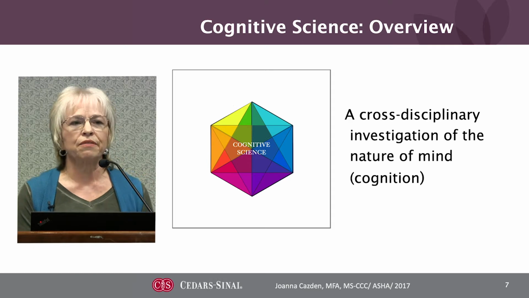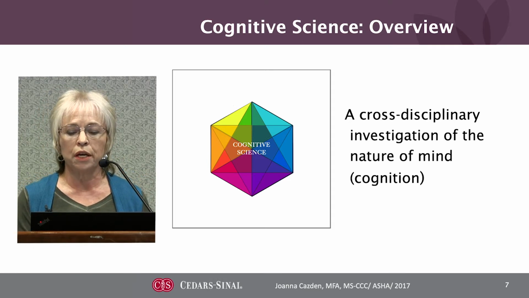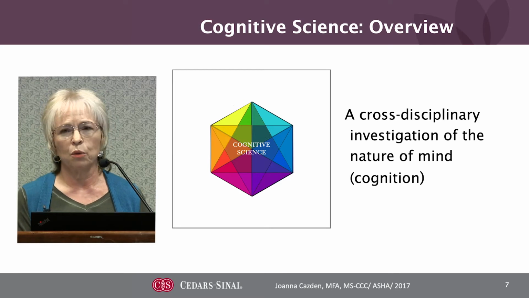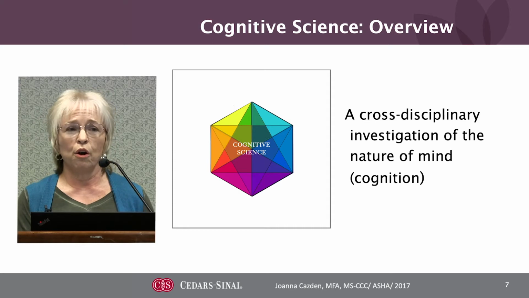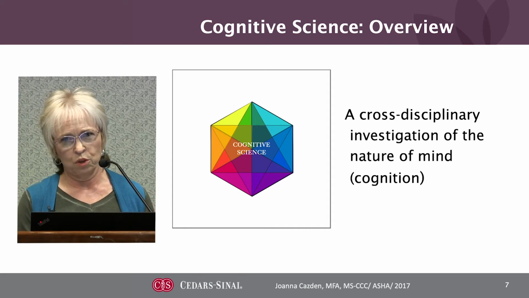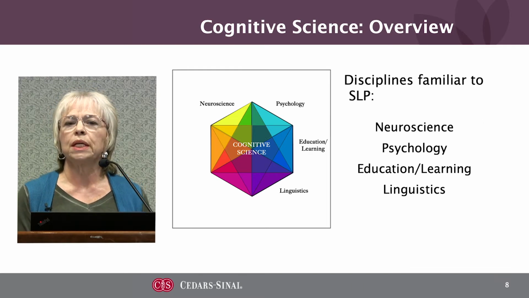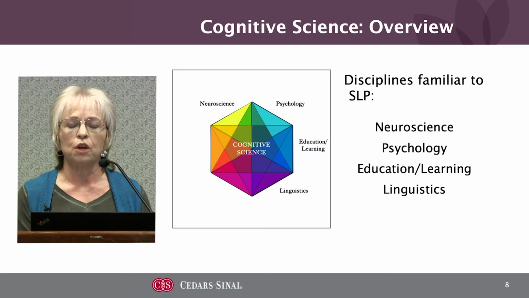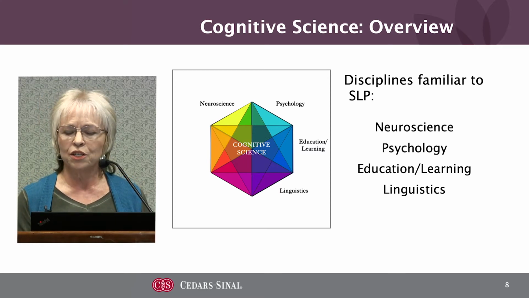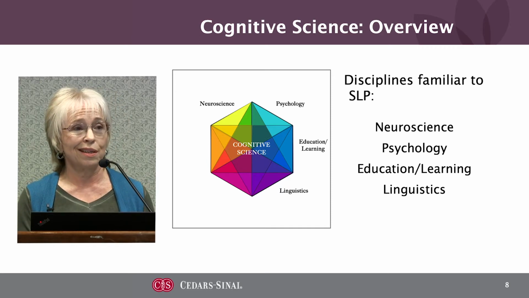So what is cognitive science? It is a cross-disciplinary investigation of the nature of mind. And I'll be using mind and cognition kind of interchangeably, although the real geeks will, I'm sure, find lots of differences between those words. Some of the contributing disciplines to cognitive science are very familiar to us as speech therapists. Neuroscience, psychology, education and learning theories, and linguistics.